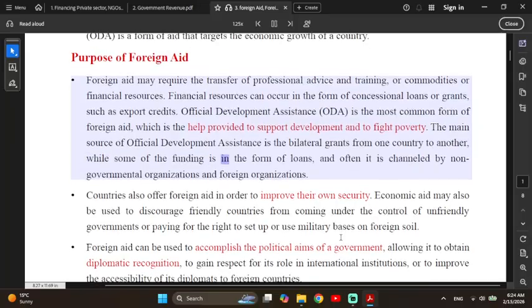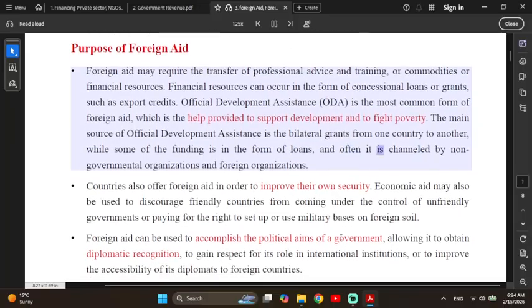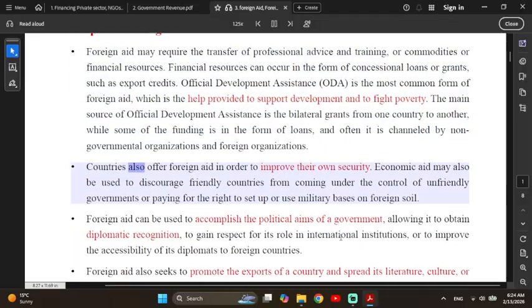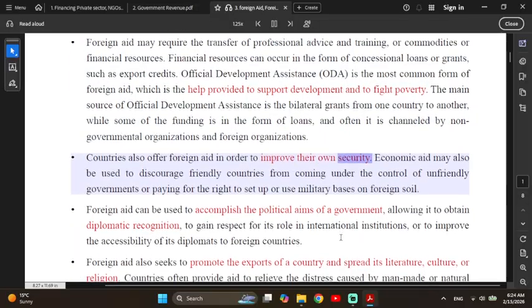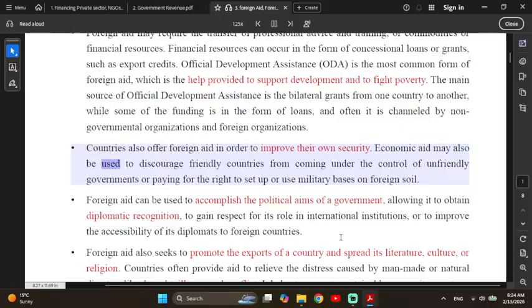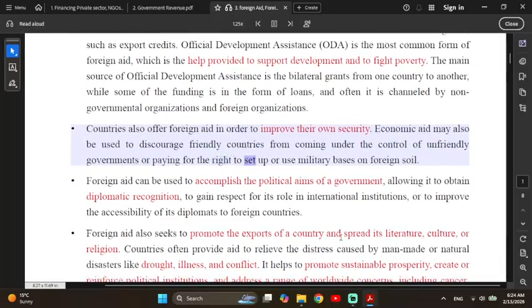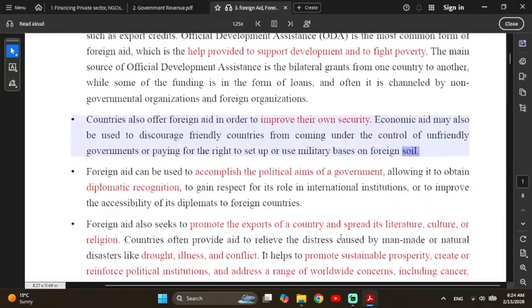The main source of official development assistance is the bilateral grants from one country to another, while some of the funding is in the form of loans. And often it is channeled by non-governmental organizations and foreign organizations. Countries also offer foreign aid in order to improve their own security. Economic aid may also be used to discourage friendly countries from coming under the control of unfriendly governments or paying for the right to set up or use military bases on foreign soil.